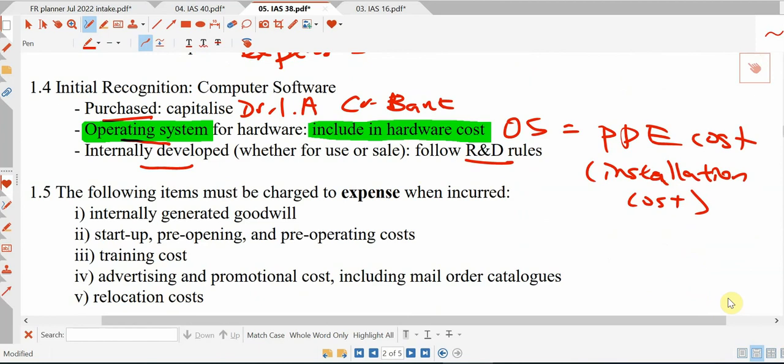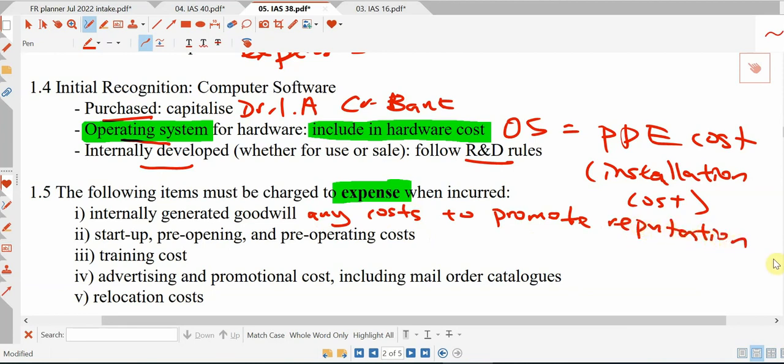One last area before we try a few questions and end the class, 1.5. If you see any of these five, you just put them as expenses. First one, internally generated goodwill, expenses. Any cost you spend to promote your reputation, any cost, will be expensed.